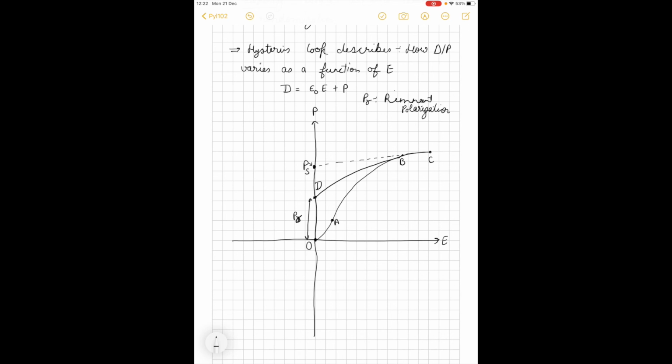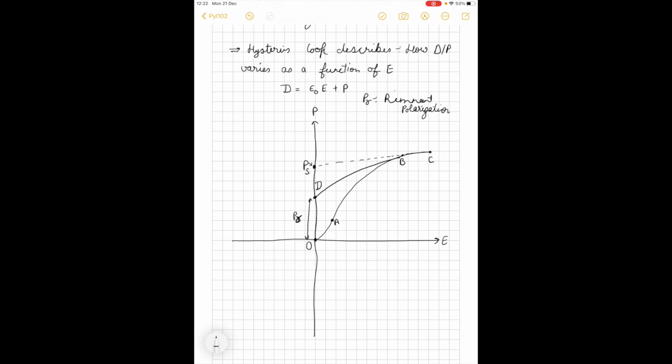Okay, so now what is the path? The path is OABC. Now we decrease the electric field. Instead of going to A, we reach the D. And this gives us the remnant polarization PR. Now, if you want to remove this remnant polarization, we have to apply an electric field in the opposite direction, right? That's how the PR would go away.